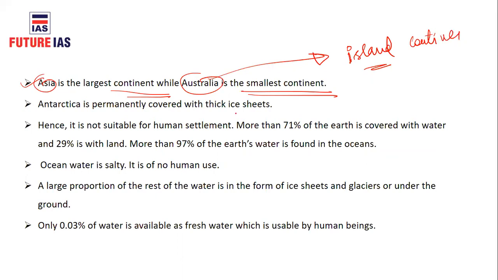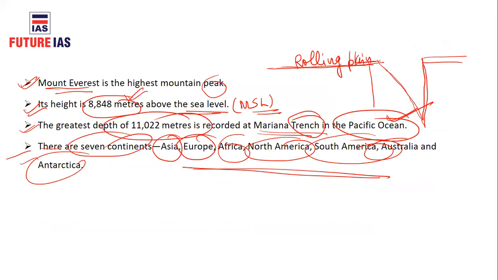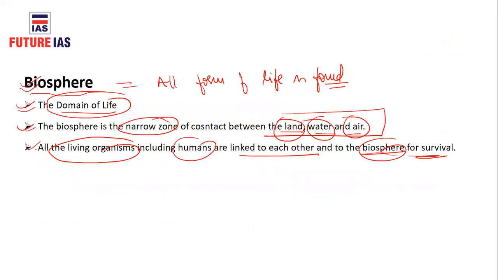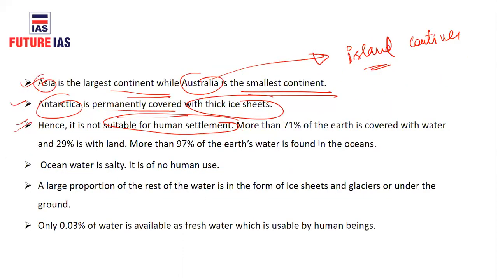Then Antarctica is permanently frozen and has thick ice sheets. Hence Antarctica is not suitable for human settlement, but there are different research stations. Two such research stations have been established by the government of India. One is called Maitri, and there is another research station as well.